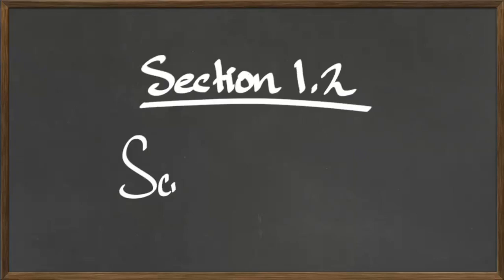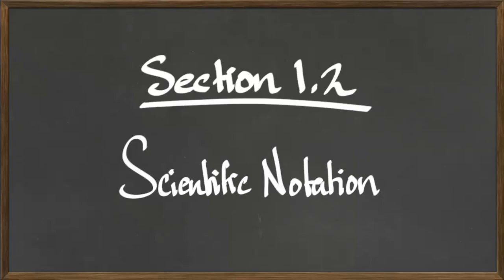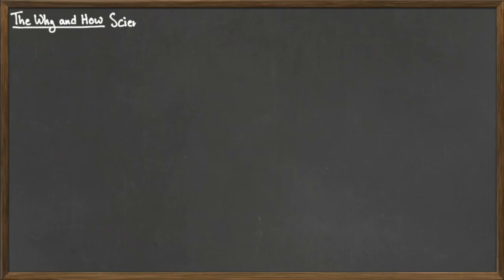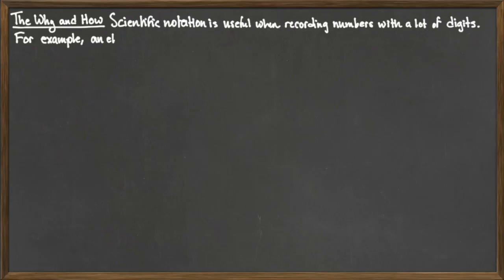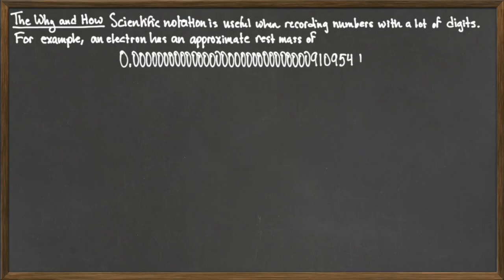For the next installment of section 1.2, we talk about scientific notation. First, let's go into the how and the why. Scientific notation is useful primarily when looking at numbers that have a lot of digits. For instance, the mass of an electron, as you can imagine, is very small and is expressed as follows.